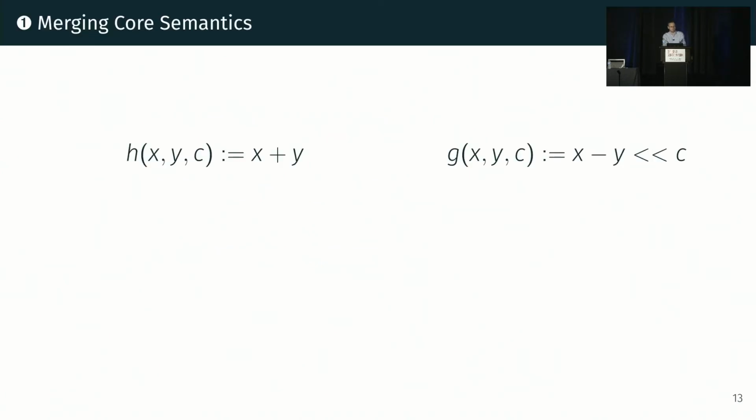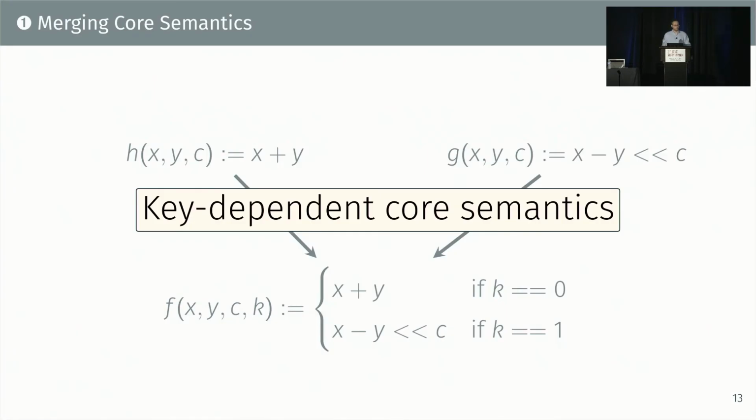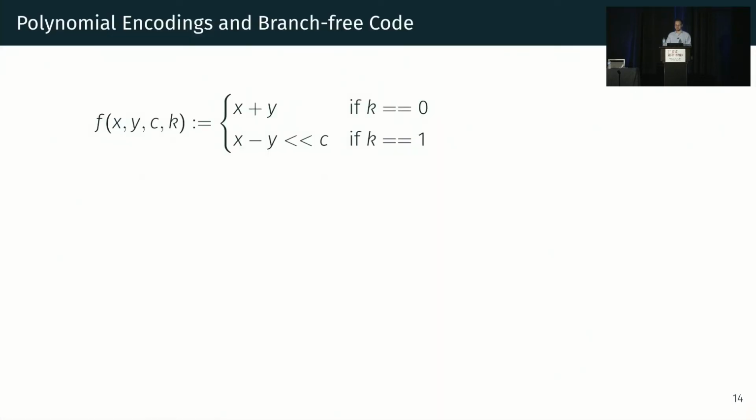So, merging core semantics. We again have our handler as a mathematical representation. And what the handler does, its core semantics, here for the function h is x plus y, is rather simple. To make this more complex, our first idea is to merge multiple of these core semantics into a single handler. Here, we do need a key to allow us to address the individual semantics. Now, with these key-dependent core semantics, the handler is already more complex, but we can do better.